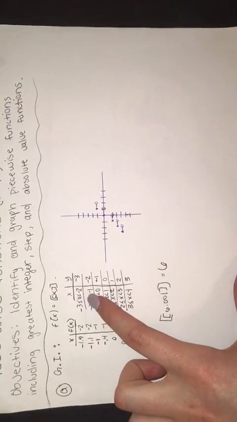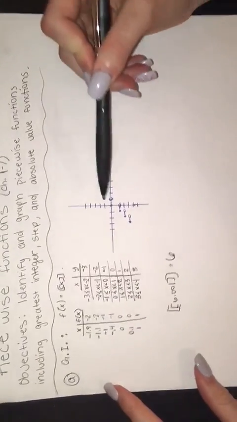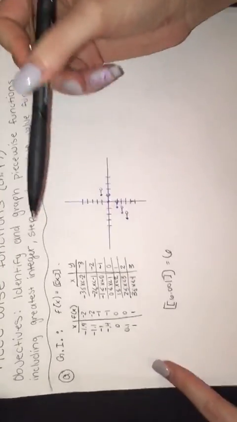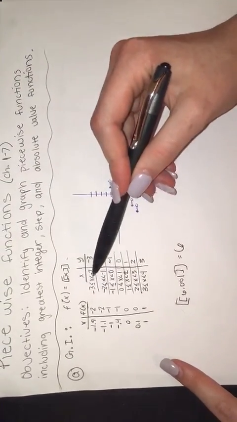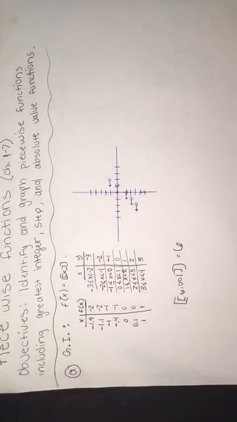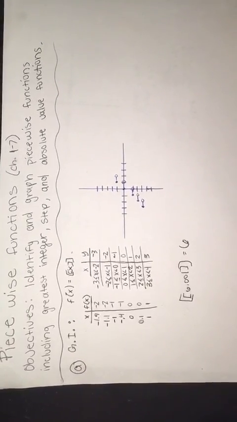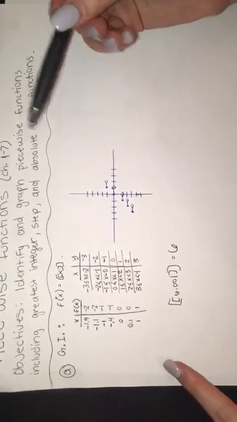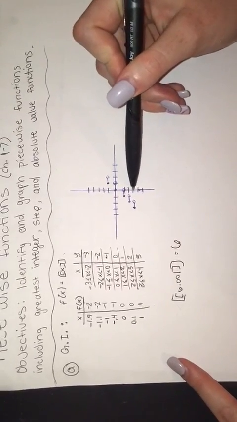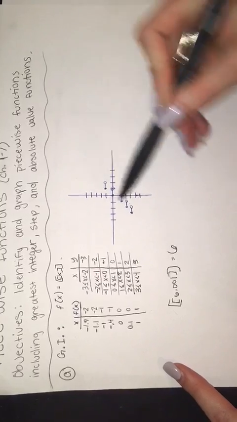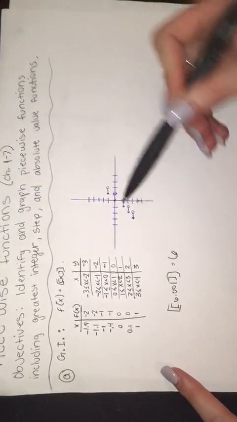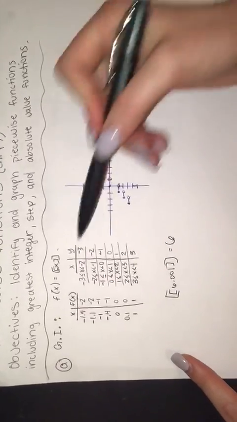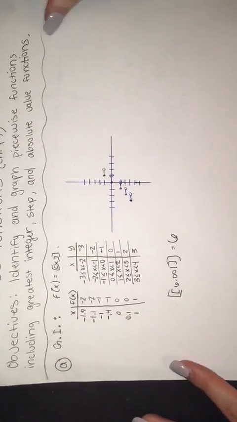Here we're going to do step functions. So for a step function, negative 3 is less than or equal to x but x is less than negative 2. So we go down to negative 3 and negative 2, which would be these two, and the greatest integer or step function would be negative 3. And we just keep going and graphing them all.